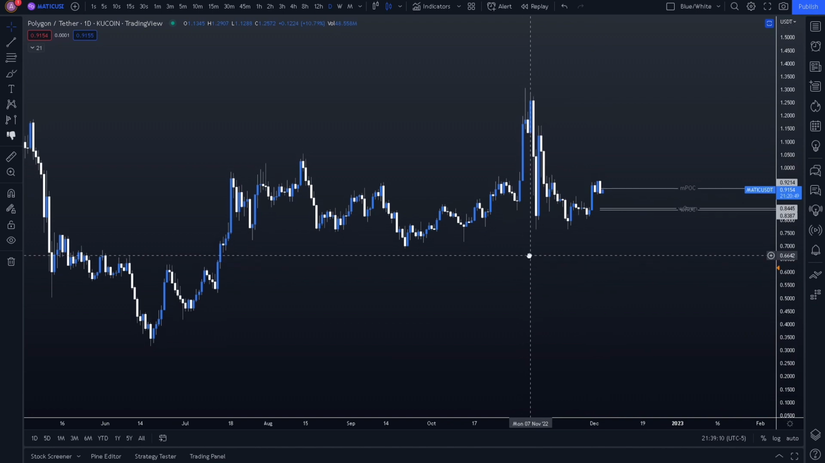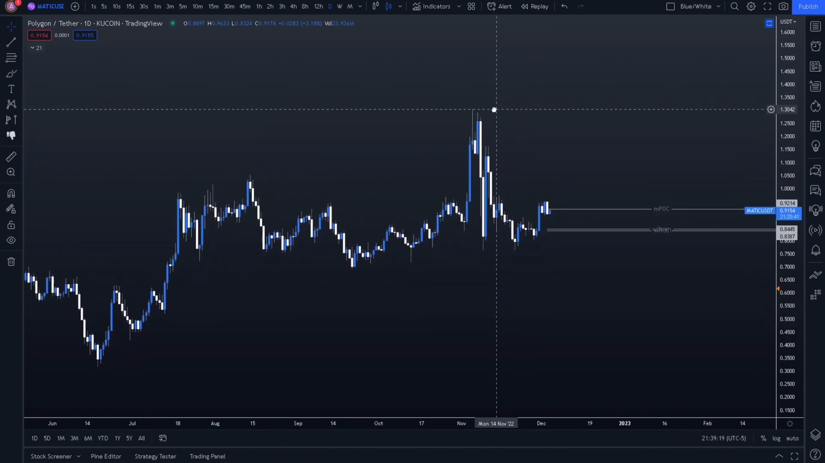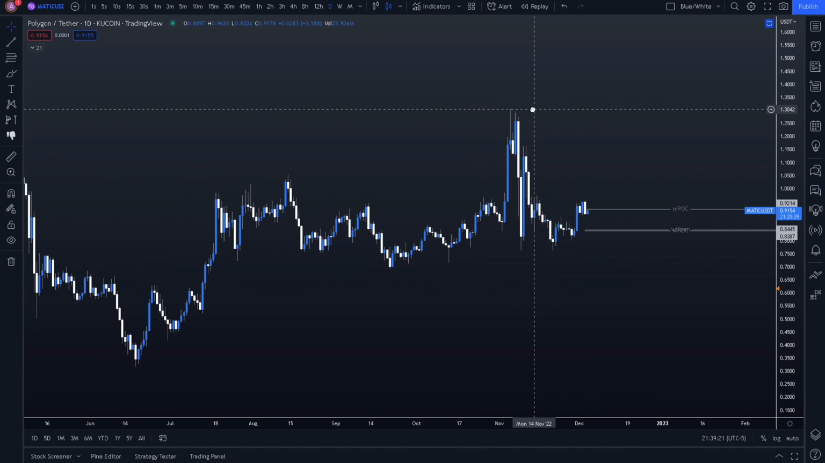And if you're already in a Matic trade, long or short, hopefully this helps you to really maximize your profit and loss. So let's get started, and I'll give you guys my opinion on the most likely scenarios for Matic.